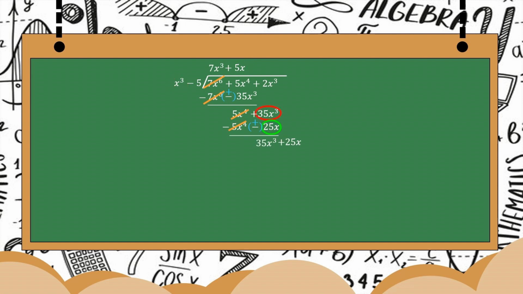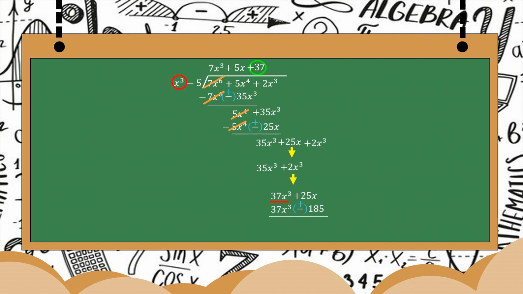This time, we will just bring down 35x cubed and 25x, as they are not like terms. And then, bring down the last term in our dividend, that is 2x cubed. So we will simplify the like terms, and that is 35x cubed plus 2x cubed, which results in 37x cubed. Next, we will just bring down the 25x. And now, we have 37x cubed plus 25x.